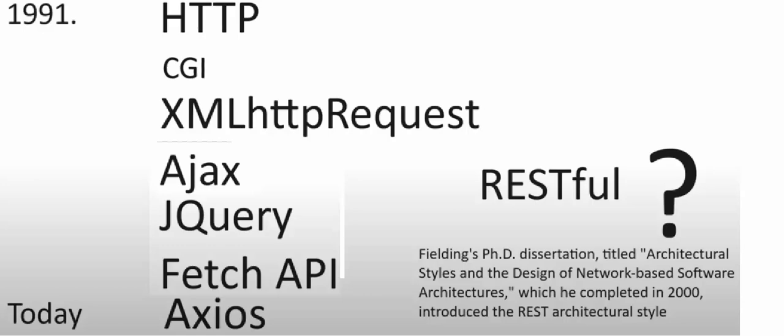At first, HTTP had only one method, the get method, because that was all that was needed. But after that, when forms came, we had the CGI protocol. Then we got the post, put, and delete methods.